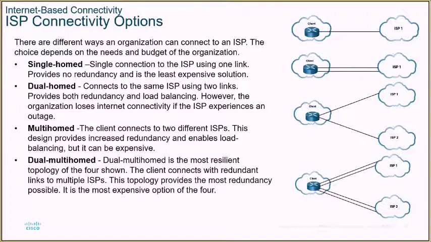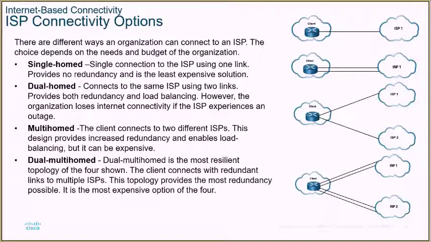Dual-homed connects to the same ISP using 2 links, and provides both redundancy and load balancing. However, the organisation loses interconnectivity if the ISP has problems. Multi-homed is where you have 2 different ISPs. This design provides increased redundancy and enables load balancing, but it can be expensive.